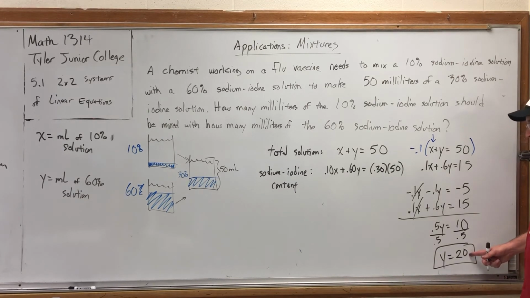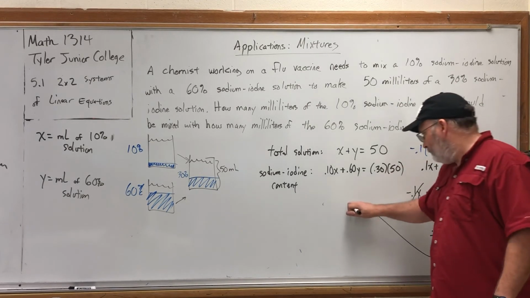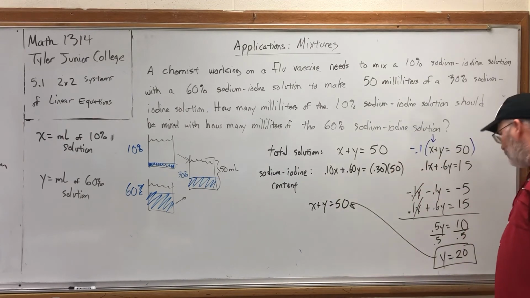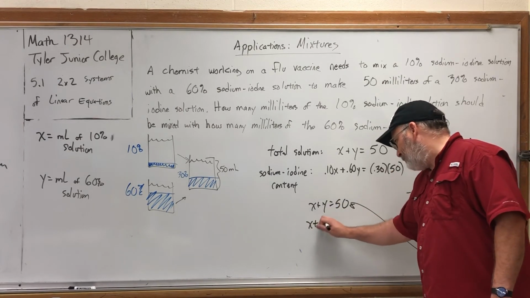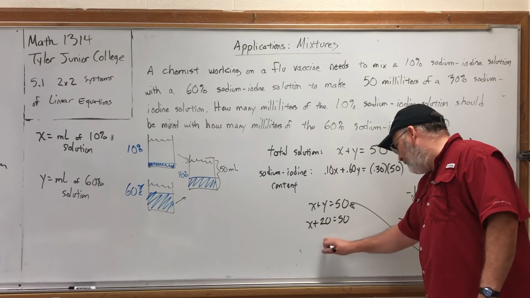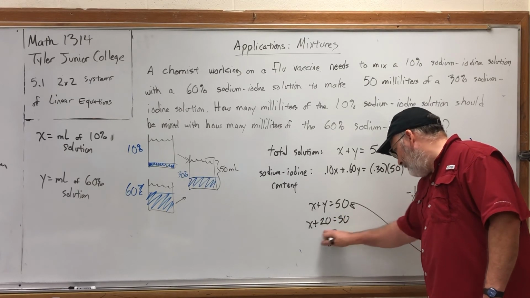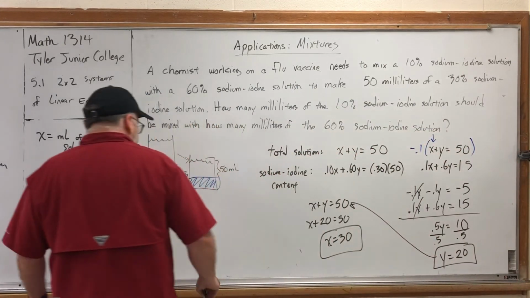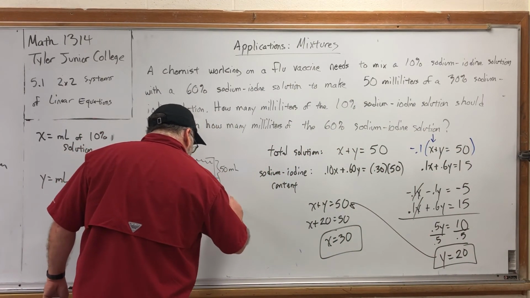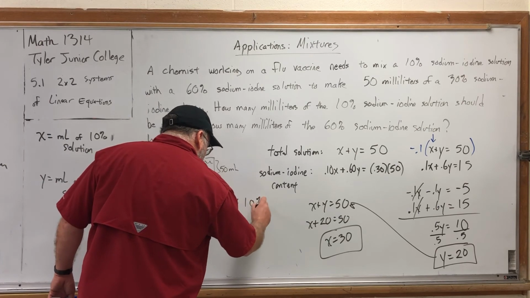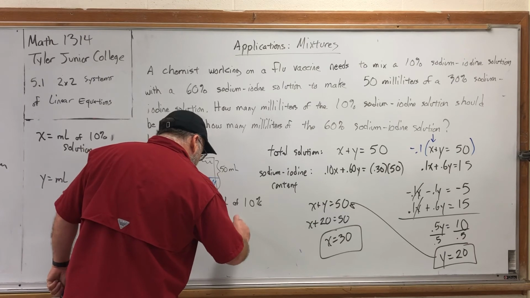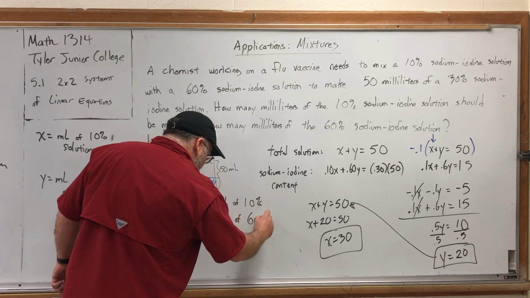Let's take the 20 and substitute it back into an original equation. I choose the first one. We know x plus y is equal to 50. Since y is equal to 20, we get x plus 20 is equal to 50. Therefore, x is equal to 30. And we're now ready to answer the question. We need 30 milliliters of the 10% solution, because the x represented that. And we need 20 milliliters of the 60% solution.